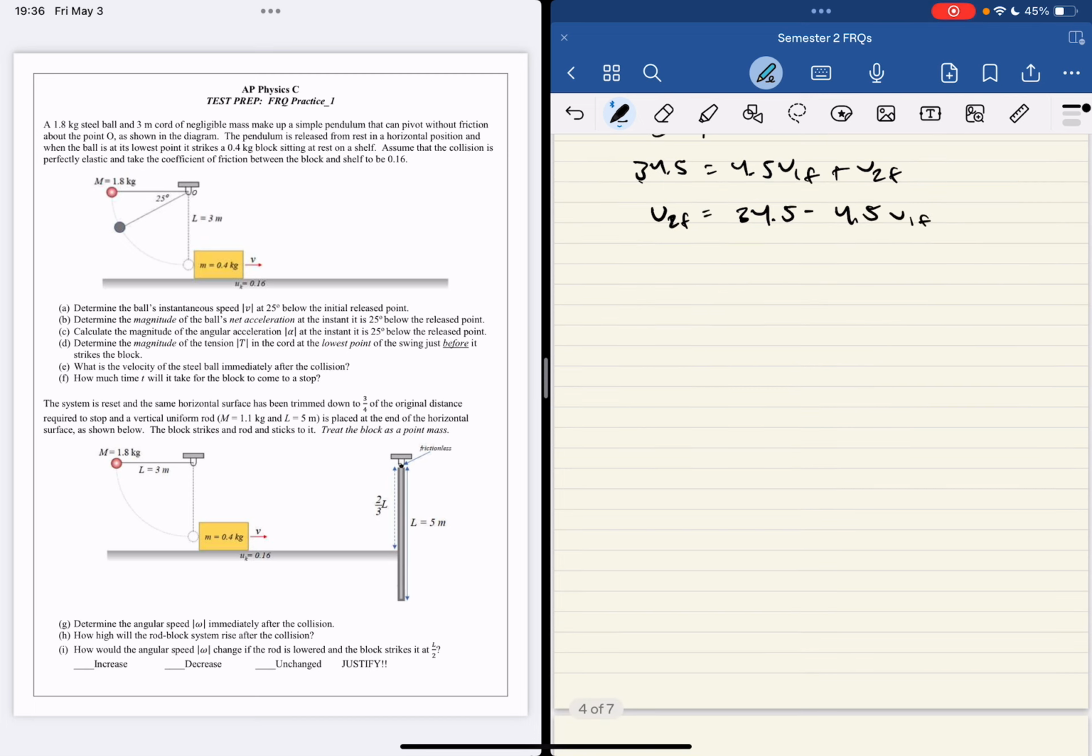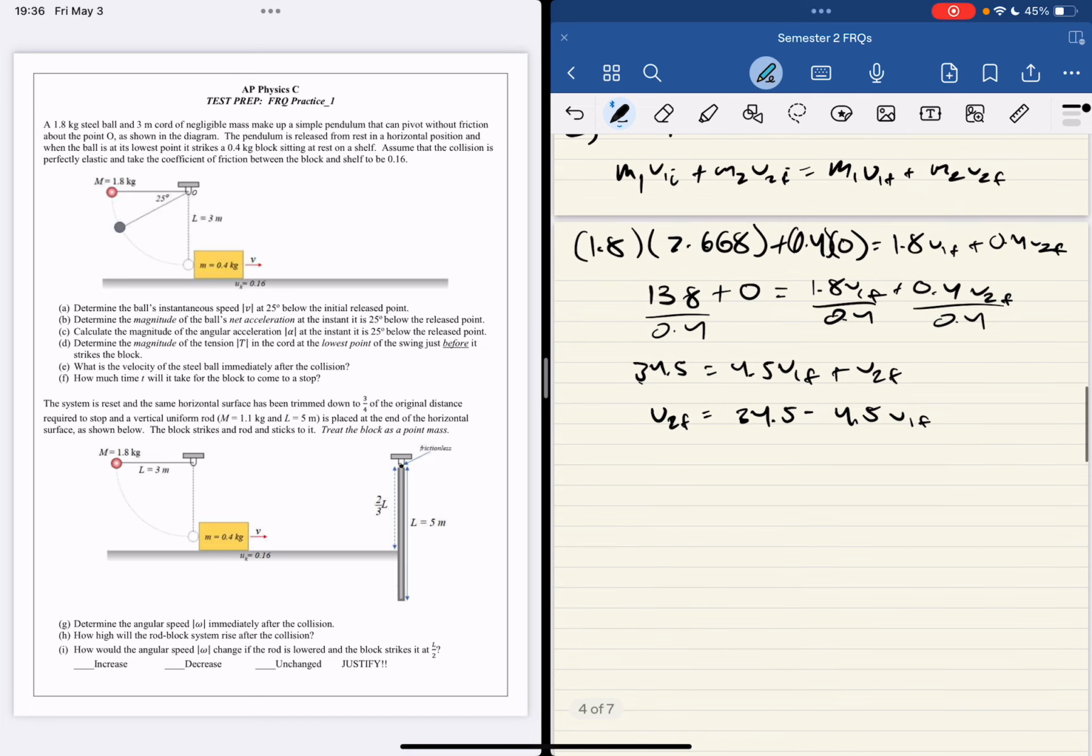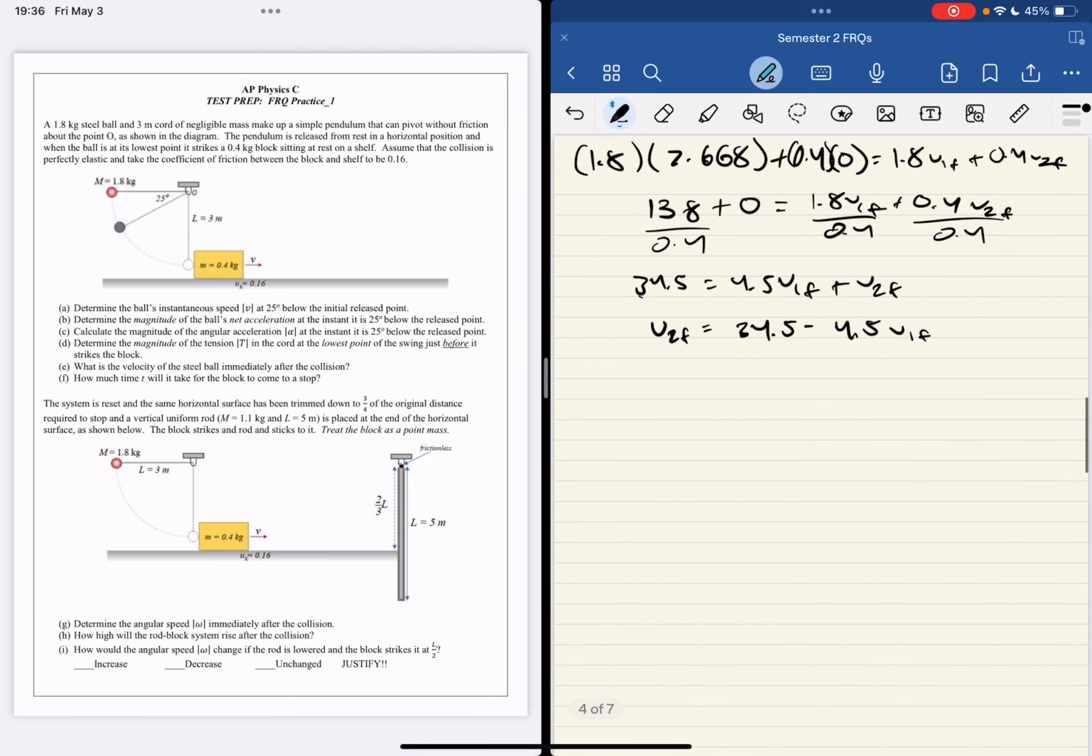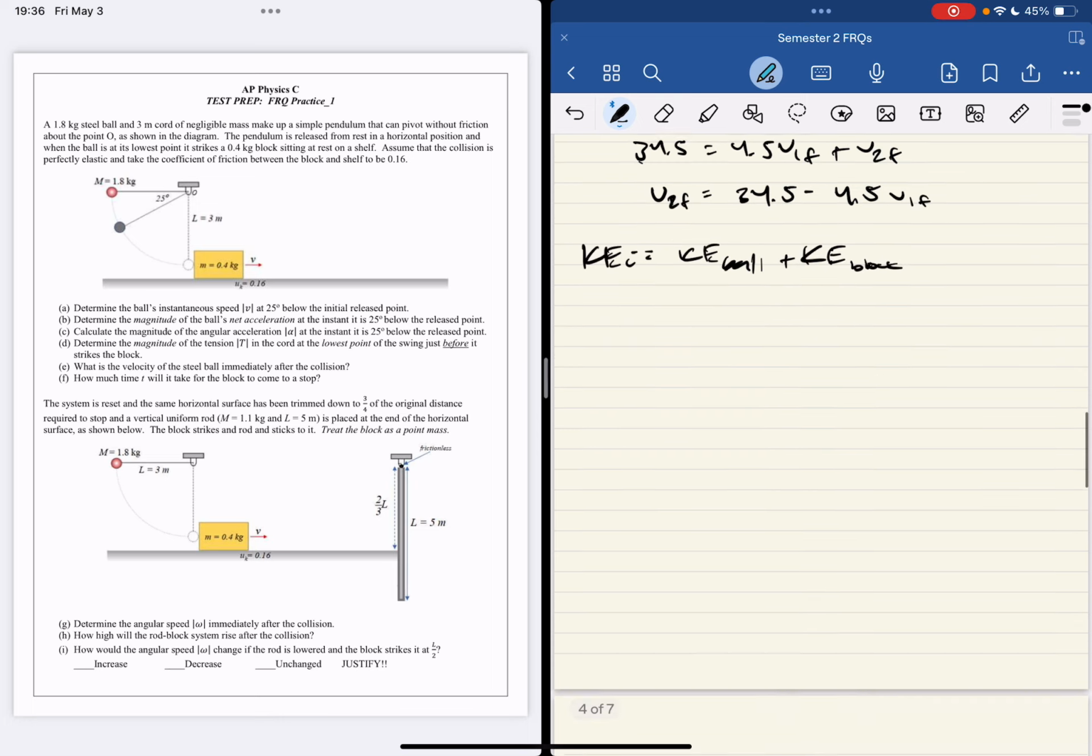Now I'm going to set up my KE, my conservation of energy. So we know that KE_i is going to equal KE of the ball plus KE of the block. And we know this because since it's perfectly elastic, no energy will be lost.